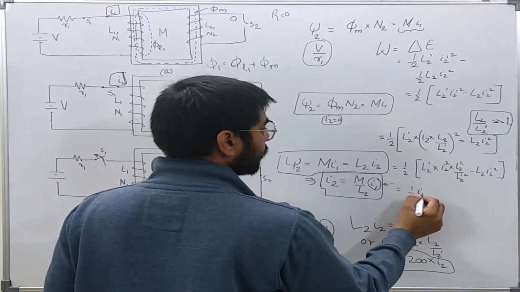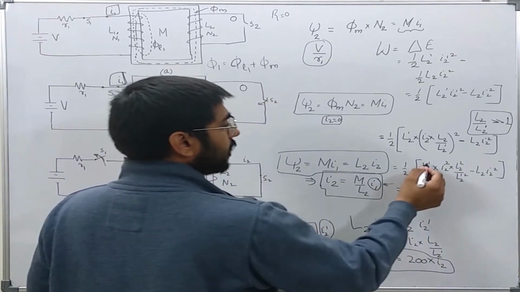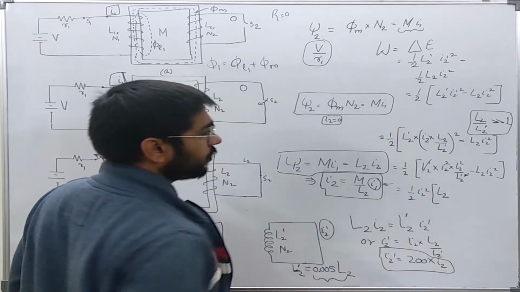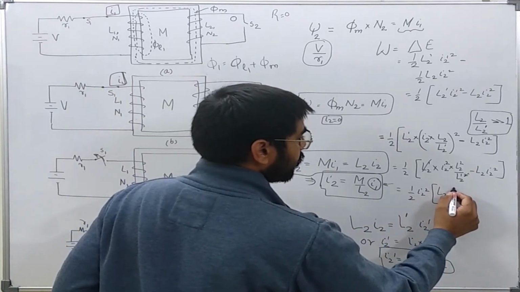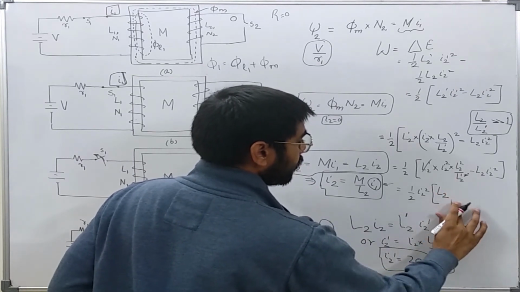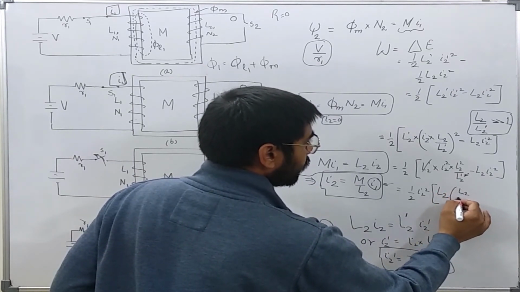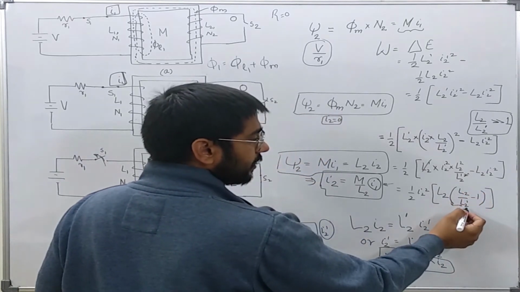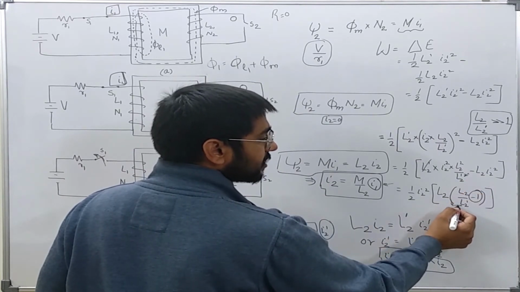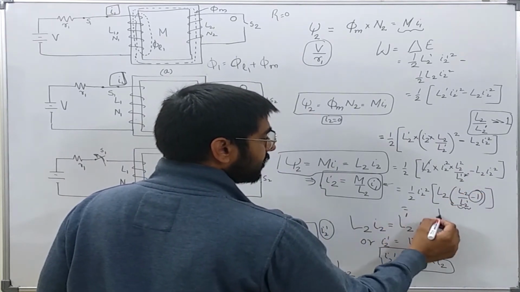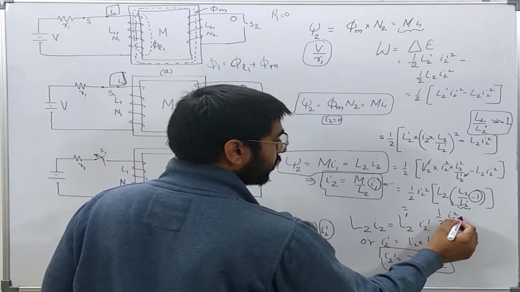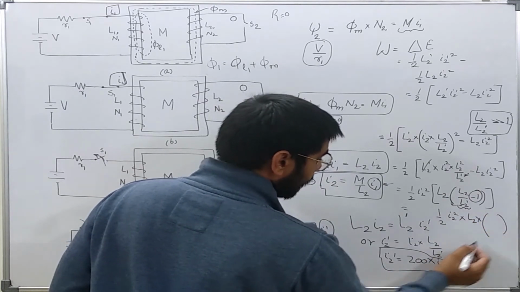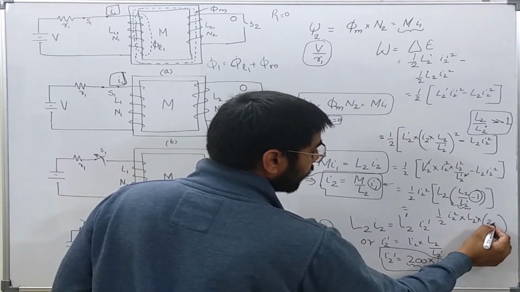Half I2 squared is common, and this will get cancelled out. It will be L2 common outside, L2 over L2 dash minus 1. So this thing can be neglected as compared to this thing. So it will be just half I2 square into L2 into the fraction, and this fraction is equal to 200.